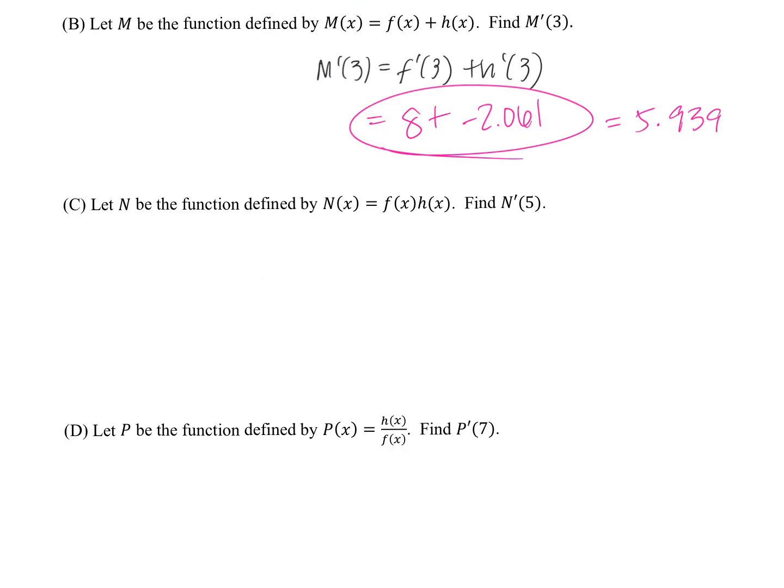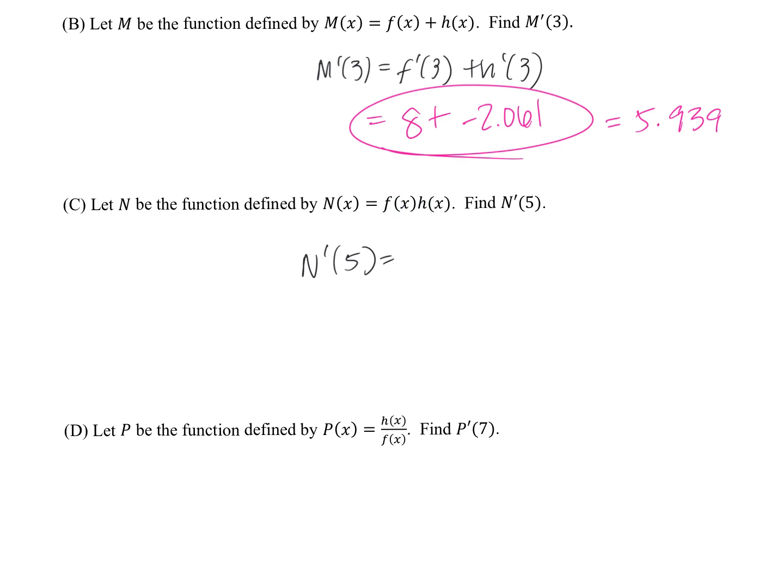What is n involving now? N says, hey, let n be this function. N is f times h. Find n prime. Do you agree my function n has multiplication going on? So what rule do we have to do? Product rule, which goes f prime g plus g prime f. Exactly. So we're going to take n prime of 5 is going to be, you guys, how would we product rule this? It's the derivative of the first times the second plus the derivative of the second times the first. F prime times g plus g prime times f.